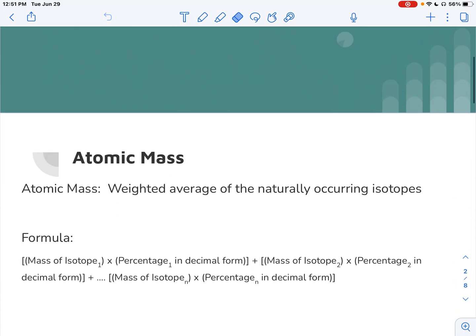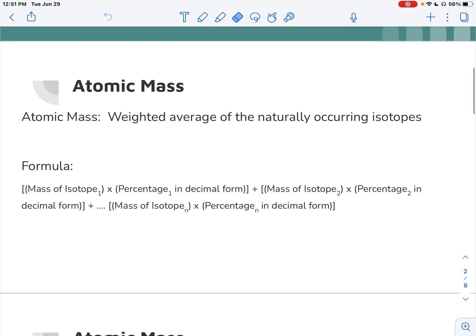So I'm going to start out by talking about atomic mass and molar mass and how they are related. So atomic mass, and this is the definition that you probably got in your intro chem class, is the weighted average of all the naturally occurring isotopes. Weighted average just means we take the atomic mass of the isotope and we multiply it by the percentage. So that's what this little formula is showing you.